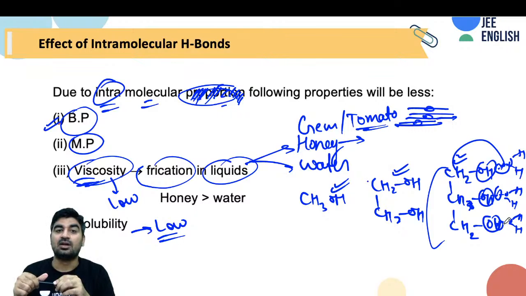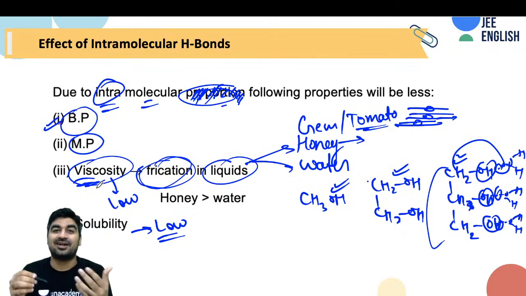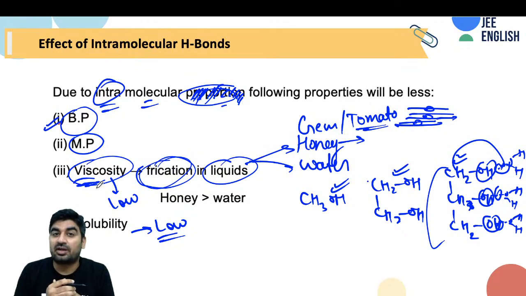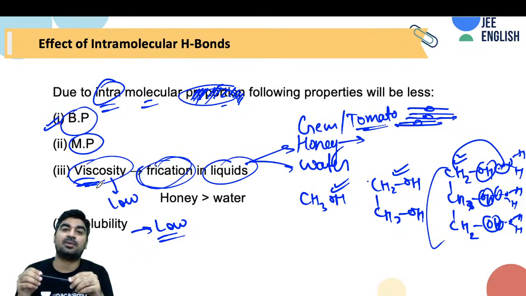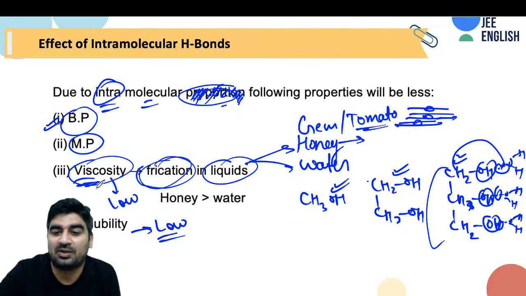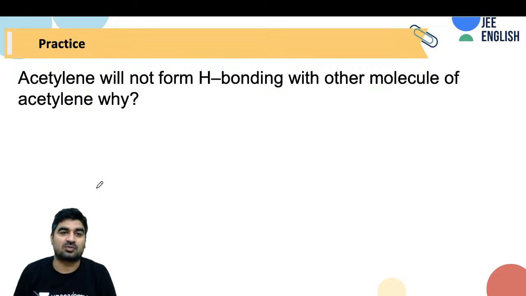Got it? So if there is intramolecular hydrogen bonding, then due to that intramolecular hydrogen bonding, that particular compound will not be able to form intermolecular hydrogen bond with the solvent. As a result, what will happen? Tell me guys, what will happen? So viscosity will be low. I hope now you got it. So let's answer some questions now.